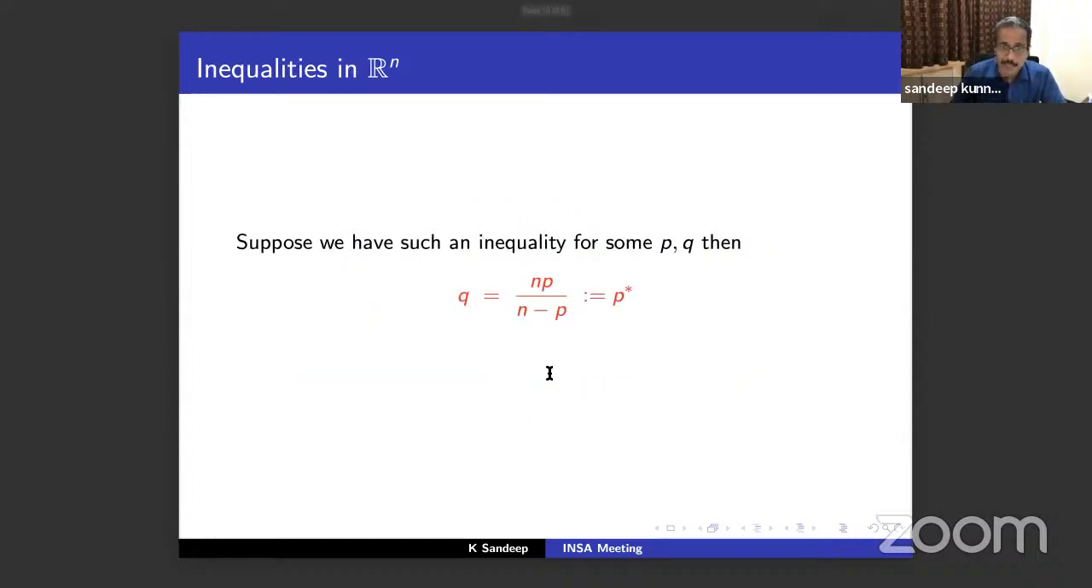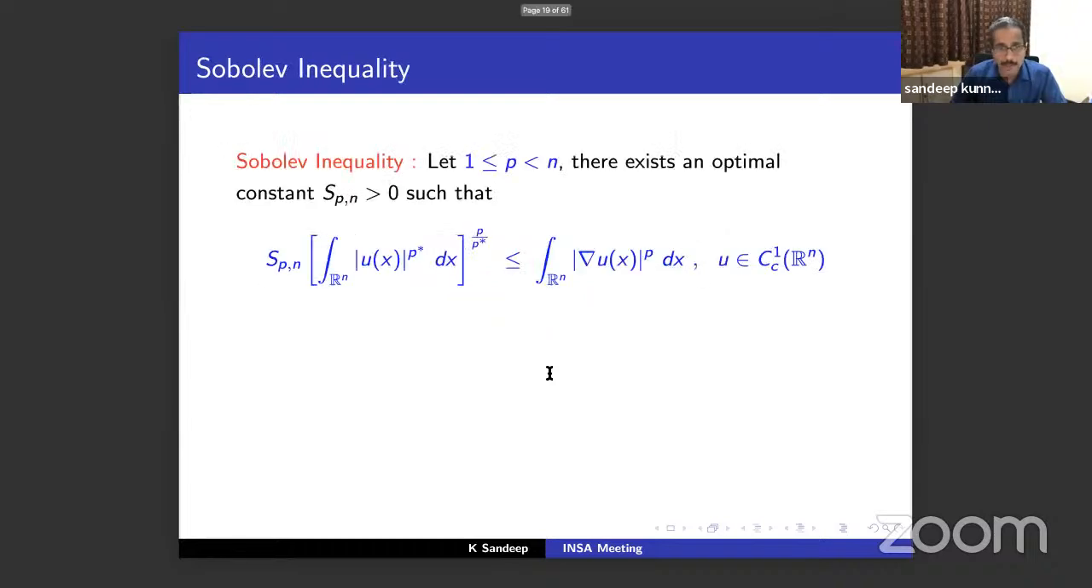The answer is yes. That is what is known as the well-known Sobolev inequalities. So let me just state the Sobolev inequality, which tells you: let 1 less than or equal to p strictly less than n, then there exists an optimal constant S_{p,n} greater than 0, such that S_{p,n} times (integral over R^n of |u|^{p*})^{p/p*} is less than or equal to integral over R^n of |∇u|^p dx. This holds for all u in C^1 functions with compact support.